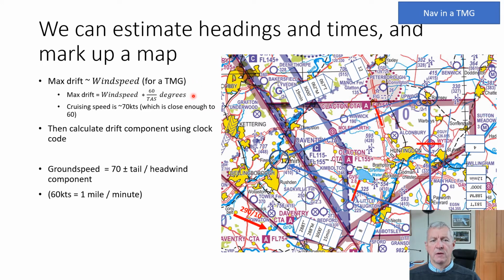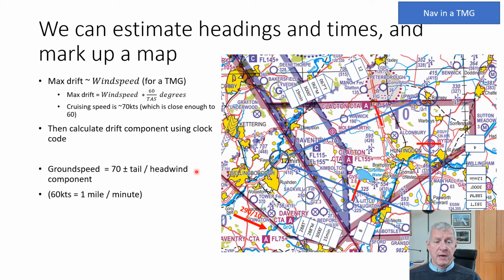So here's the formula for maximum drift. It's wind speed times 60 over the true airspeed, in degrees. And a TMG cruising at 70 knots is pretty close to 60 knots. So the maximum drift is roughly the same as the wind speed. So with 15 knots of wind speed, our maximum drift is going to be 15 degrees or thereabouts. Then we can calculate the drift component using the clock code, which we covered in part 1.